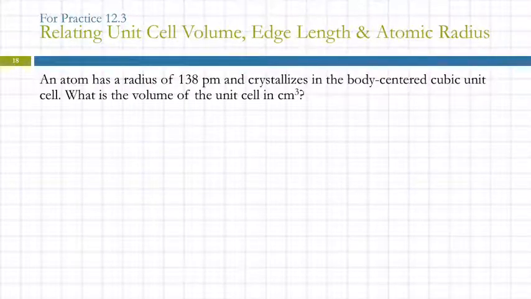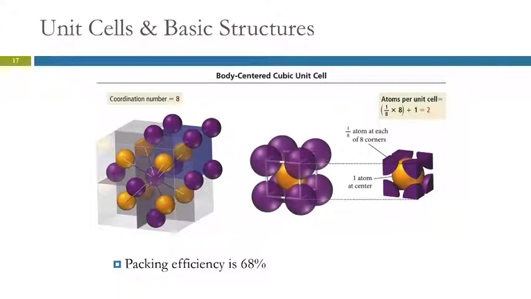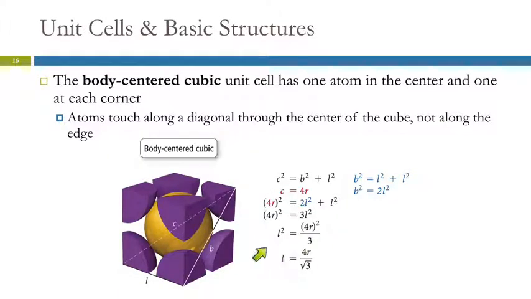So we could do a problem like this. An atom has a radius of 138 picometers and crystallizes in the body-centered cubic unit cell. What's the volume of the unit cell in cubic centimeters? Well, let's go back and find out. We're going to need this guy right down here. 4r over the square root of 3.